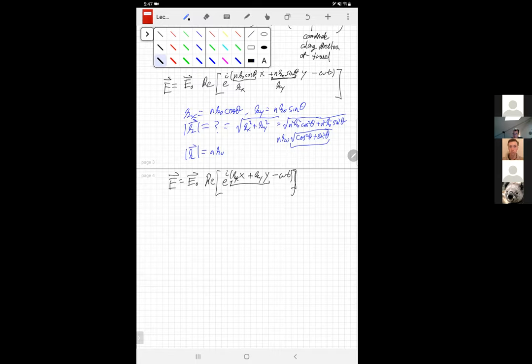What does this thing look like? I've got the x component of a vector multiplied by x plus the y component of a vector multiplied by y. What does that look like? It looks like a vector. Like a vector? It's not a vector. A vector would be something like this: a component multiplied by a unit vector plus another component multiplied by another unit vector. But we don't have a unit vector here. We have a coordinate.